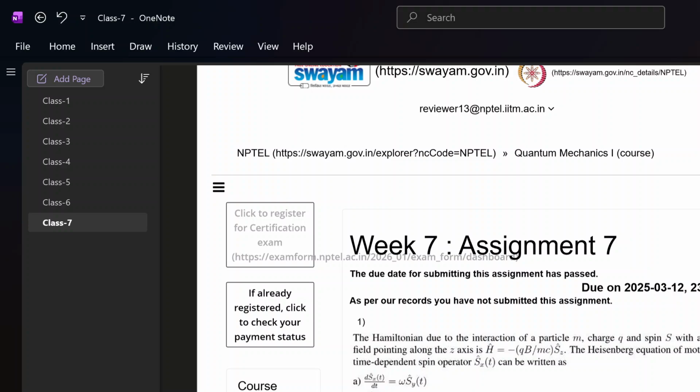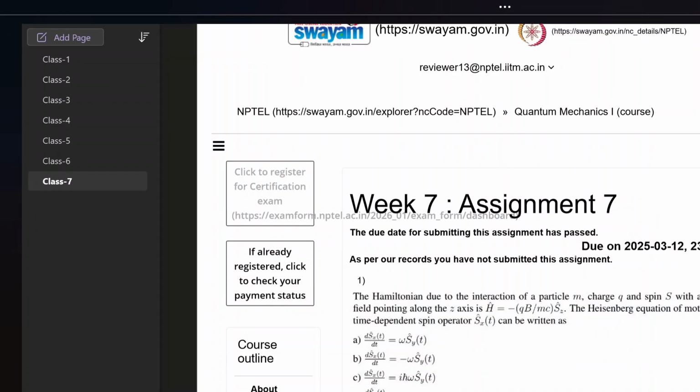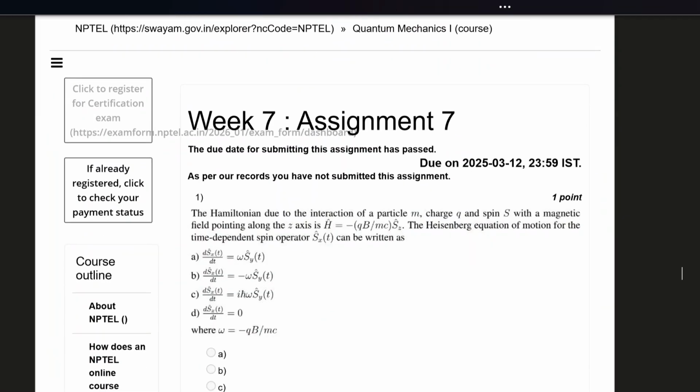Okay, so this is our week 7 assignment. Let us start with question number 1. It says that the Hamiltonian, due to the interaction of a particle of mass m and charge q, with spin s, in a magnetic field pointing along the z-axis, is given in a certain form, having this Sz cap spin angular momentum operator. The Heisenberg equation of motion for the time dependent spin operator Sx(t) can be written as what?